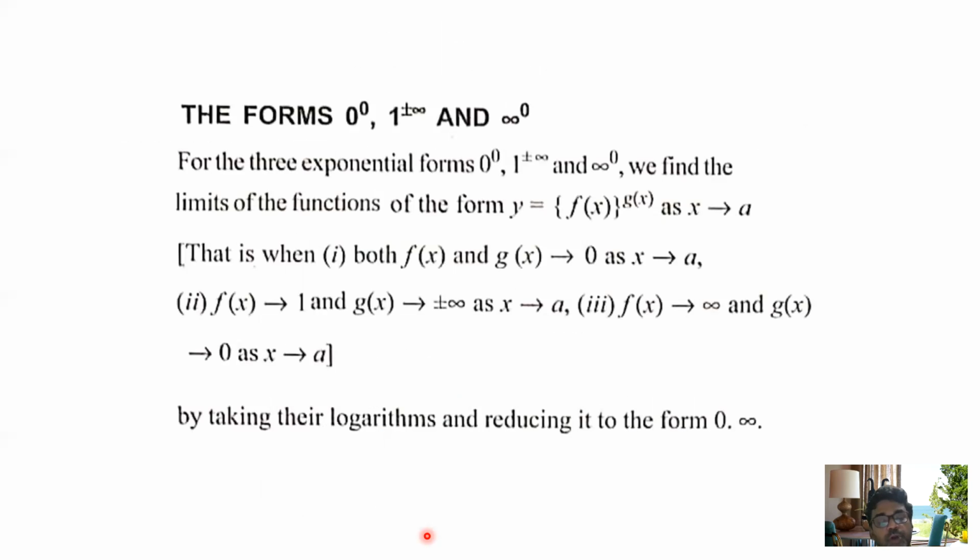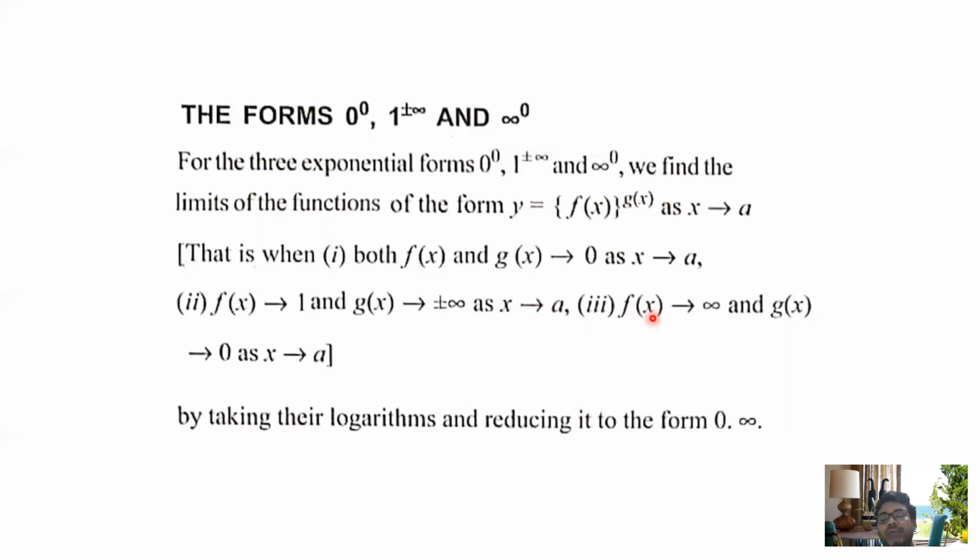Most interesting part, most important part. This form: 0 to the power 0, 1 to the power plus minus infinity, and infinity to the power 0. For the three exponential forms 0 to the power 0, 1 to the power plus minus infinity, and infinity to the power 0, we find the limits of the function of the form y equals f(x) to the power g(x) as x tends to a. That is, number 1, both f(x) and g(x) tend to 0 as x tends to a. Number 2, f(x) tends to 1 and g(x) tends to plus minus infinity as x tends to a.